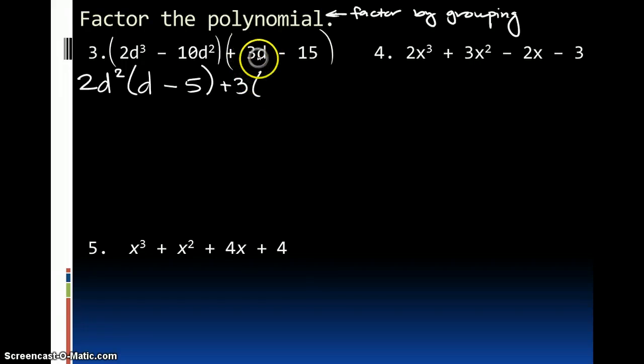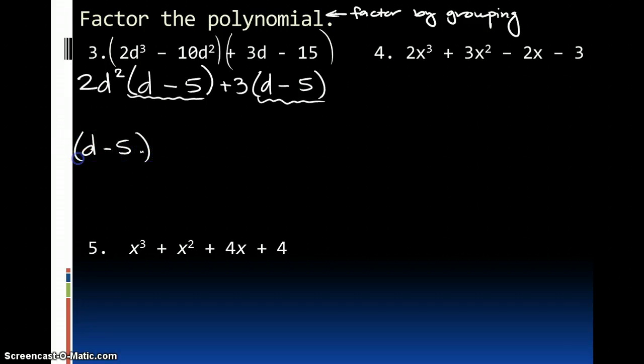Left over, if I took out the 3, I still have a d there, minus 15 divided by 3 is 5. Almost done. Now we're going to do what we did before, and I'm going to tell you: if when you factor by grouping, you don't see that they have something in common, for us and for where we're at, that means we did something wrong, because they will always have something in common. So I'm looking at these, and they both have d minus 5. So I'm going to factor out d minus 5.